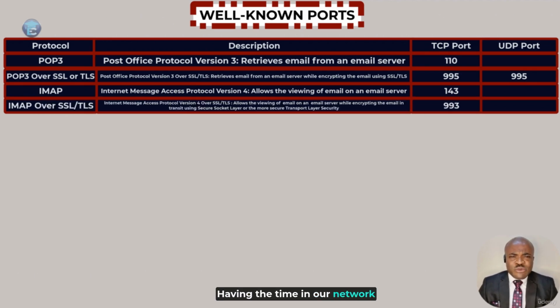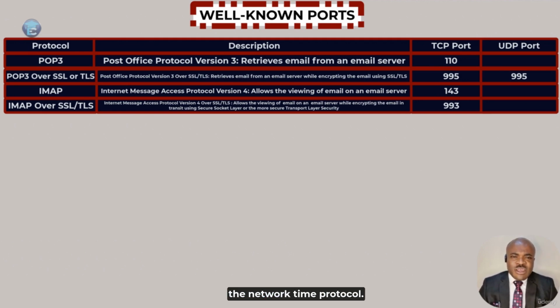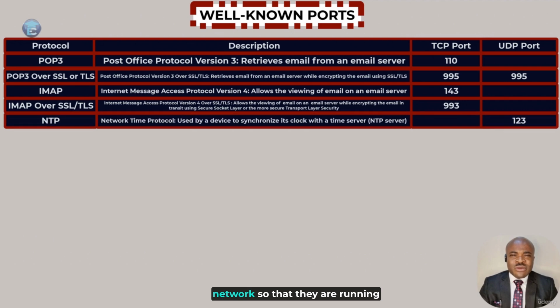Having the time in our network synchronized is also very important. If we want our logs to correlate to one another, that's critical. That can be communicated using the Network Time Protocol. We can synchronize the clocks on all of the devices in our network so that they are running exactly the same. And that uses UDP port 123.